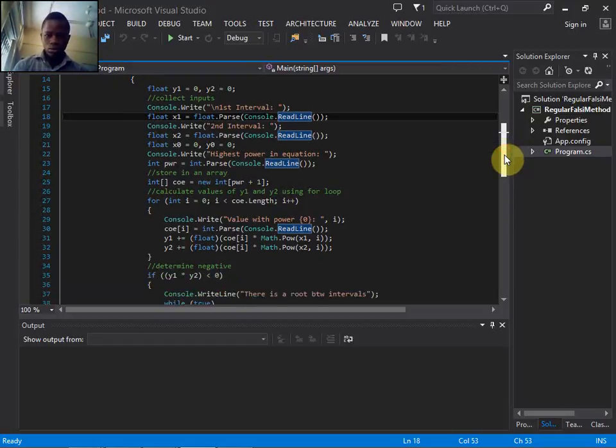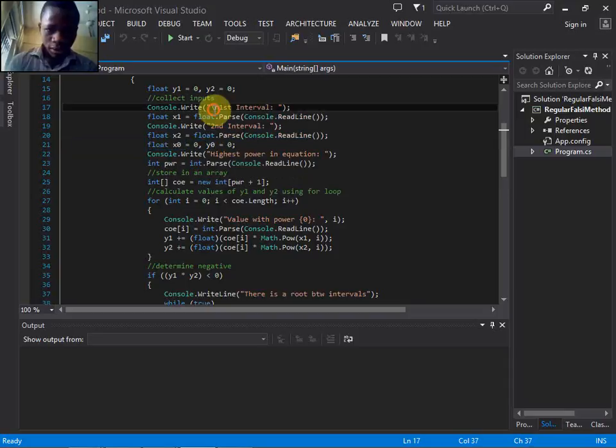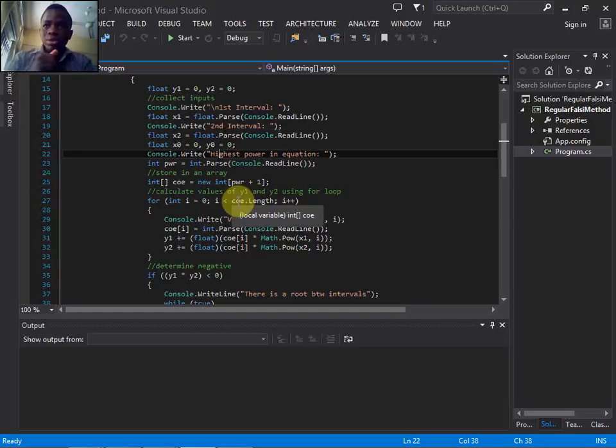Then this is the same story here. Your float collects the first interval, the second interval, then the highest power of the equation. The highest power of the equation is stored in power, and in turn it is stored as the length of the array. I included +1 here so as to make it show the last digit.